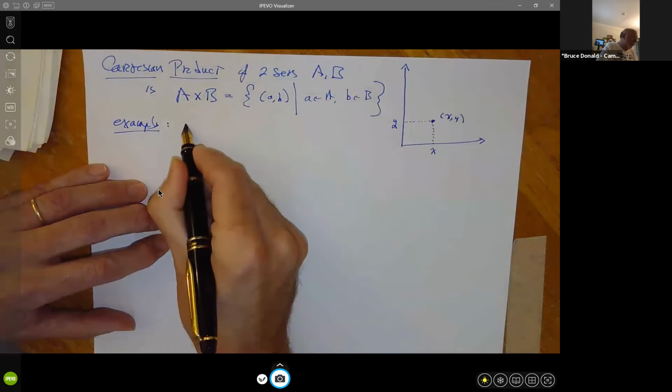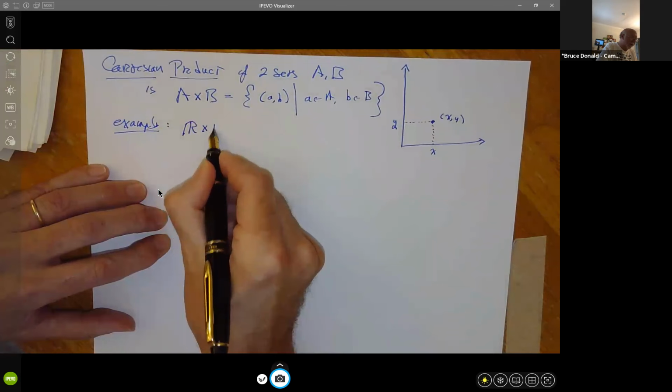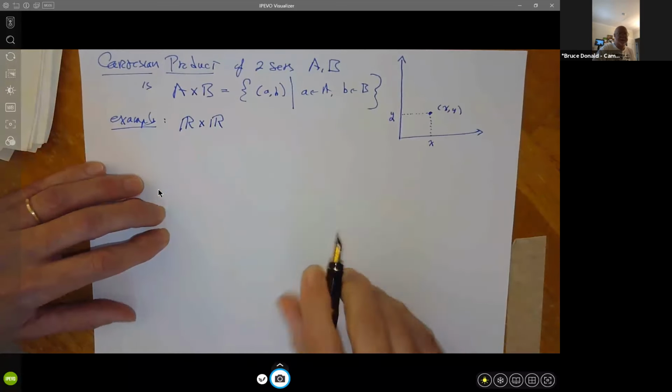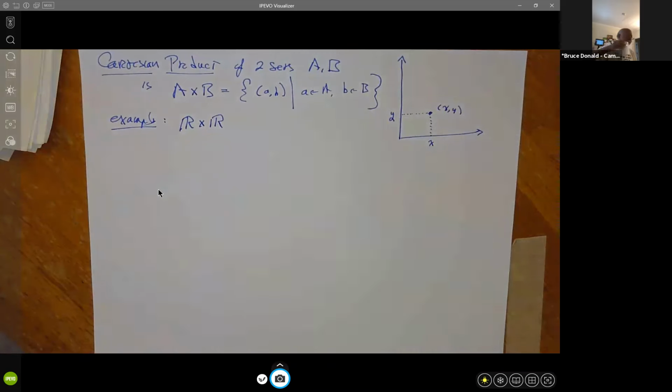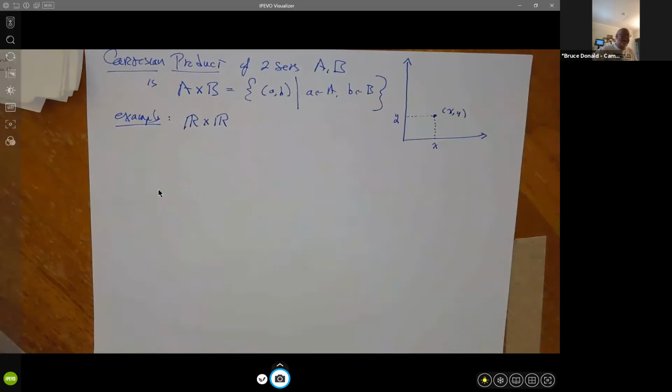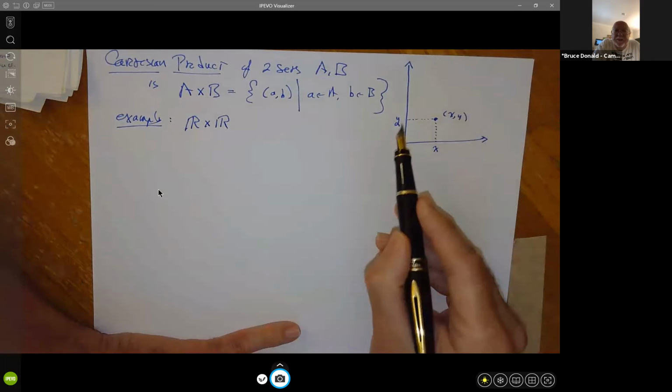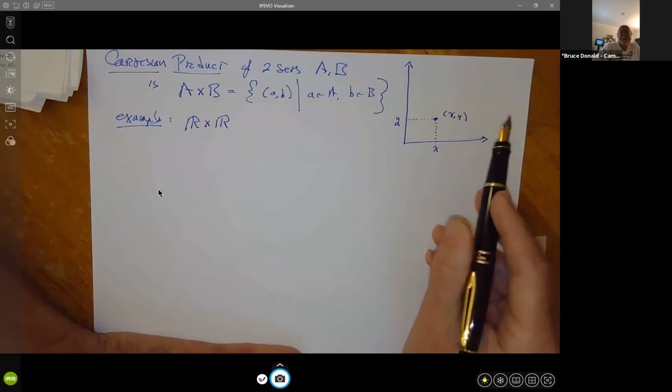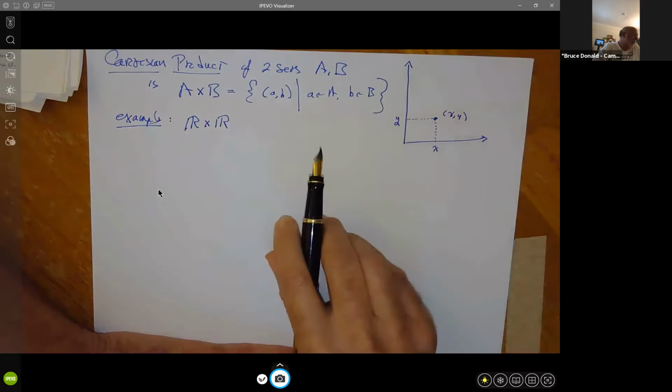Here are some examples that will be helpful. So what is the set defined by R cross R? What do you think it looks like? Any ideas? The set of all (a, b) such that a, b are in R. That's correct. And do you have a name for it? Have you seen a name for this? Yes, so this would be our plane. A few people have said this: the Cartesian plane.